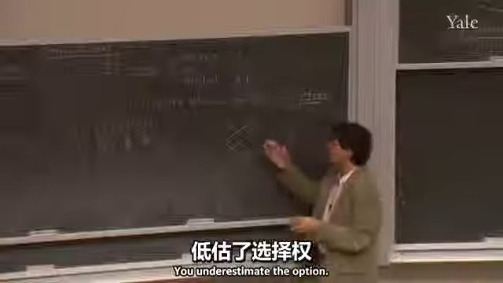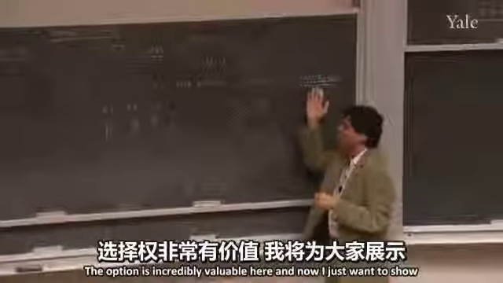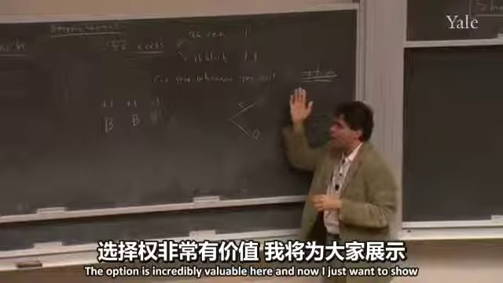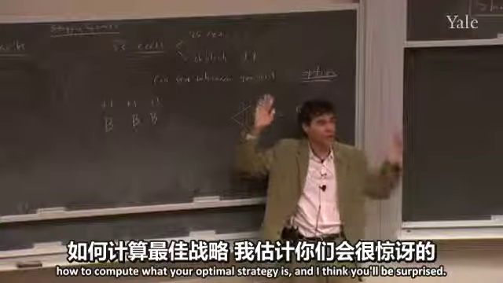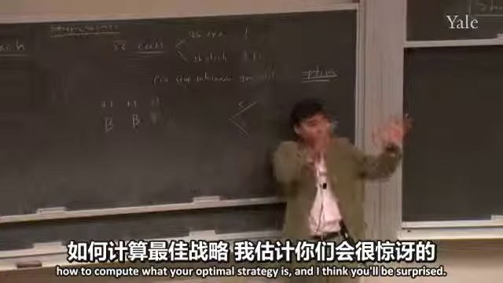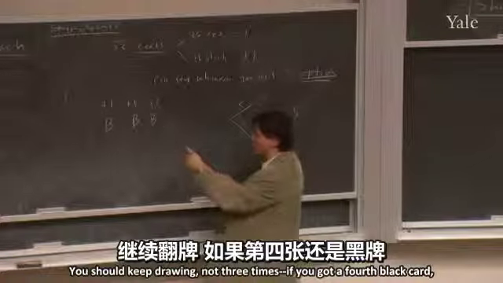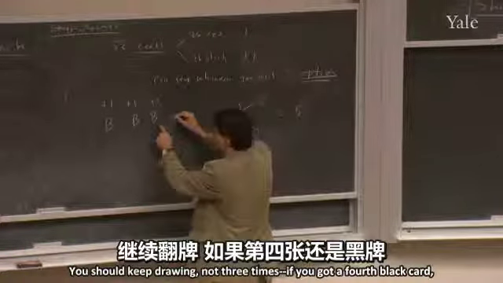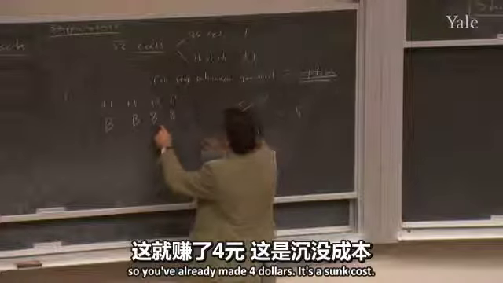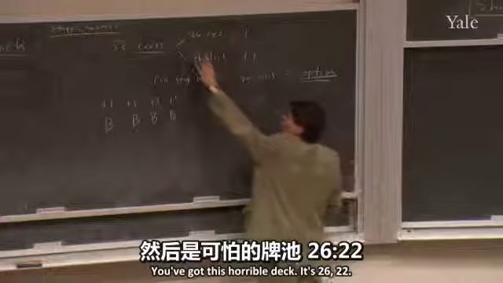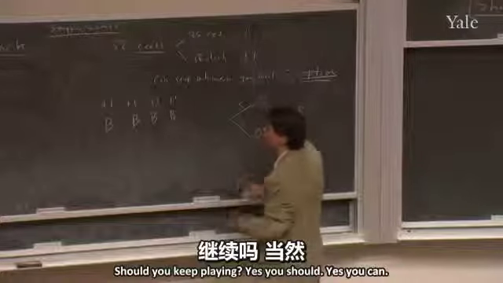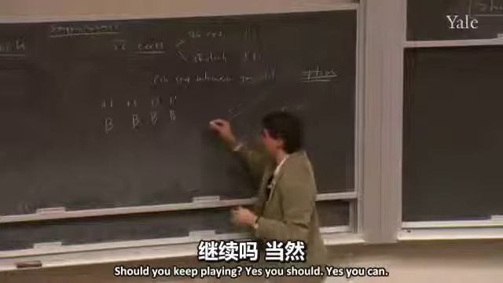You underestimate the option. The option is incredibly valuable here, and now I just want to show how to compute what your optimal strategy is, and I think you'll be surprised, okay? You should keep drawing, not 3 times. If you got a 4th black card, so you've already made $4. It's a sunk cost. You've got this horrible deck. It's 26-22. Should you keep playing?